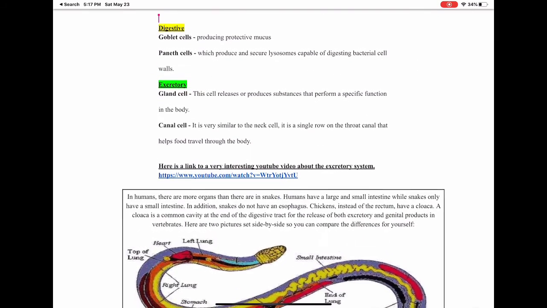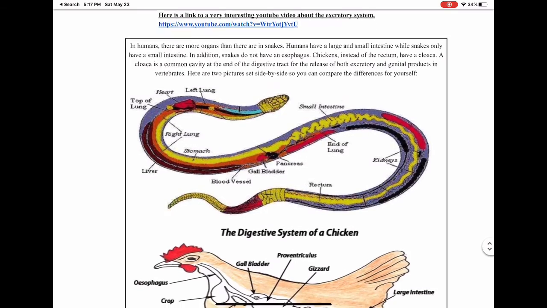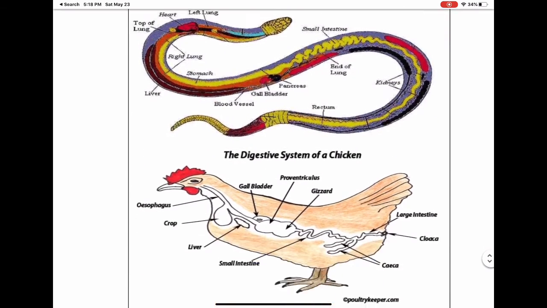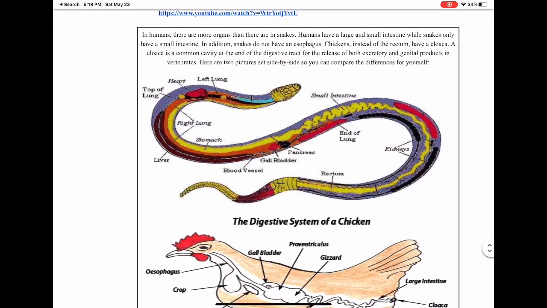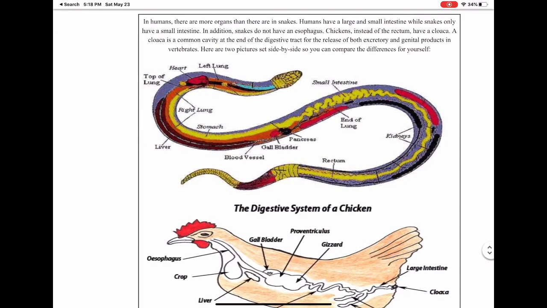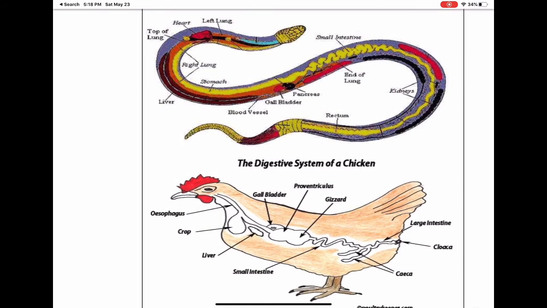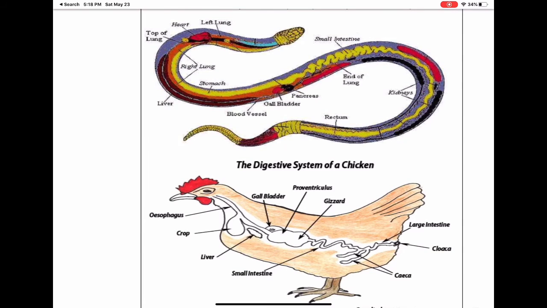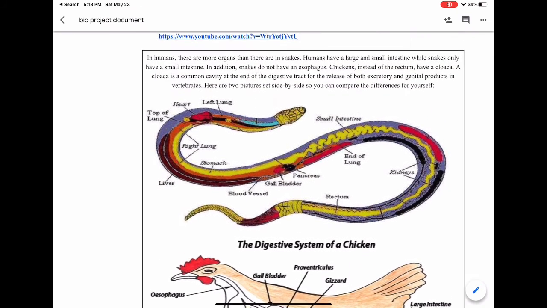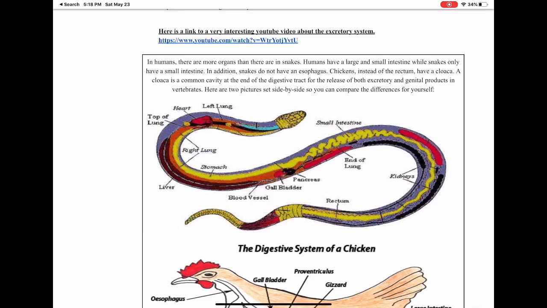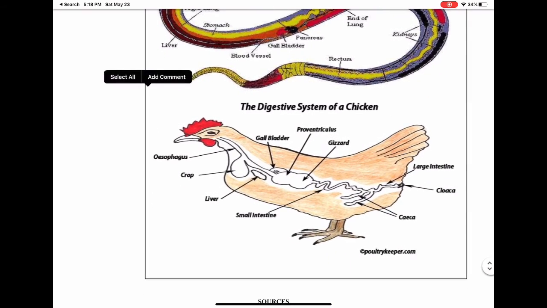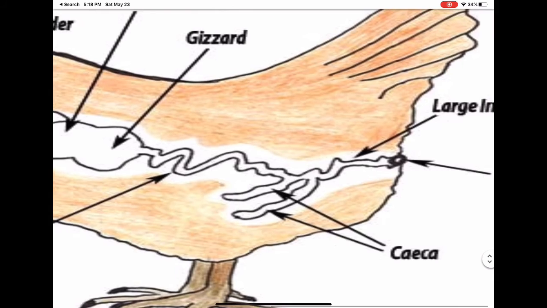Thanks, John. So, in humans, there are more organs than there are in snakes. Humans have a large intestine and a small intestine, while snakes only have a small intestine. In addition, snakes do not have an esophagus. As you can see, the second picture is a chicken, and chickens, instead of a rectum, have a cloaca. Sorry if I pronounced that incorrectly. A cloaca is a common cavity at the end of the digestive tract for the release of both excretory and genital products in vertebrates.